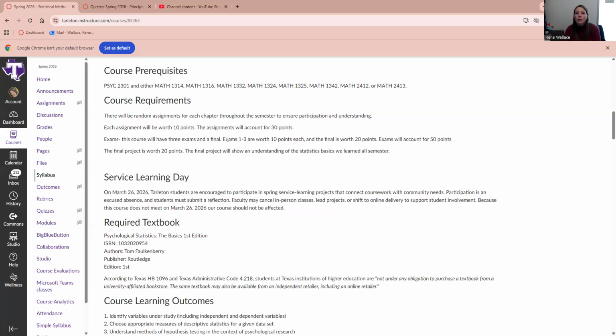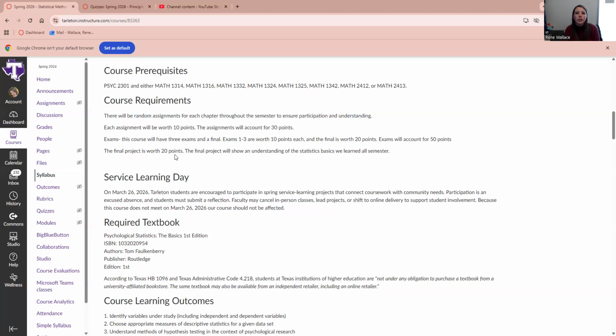And then we have our three exams and the final. Exam one, exam two, and exam three are worth 10 points each, so 10% of your grade, because this is a 100-point class. And then the final's worth 20 points, or 20% of your grade. So exams count for 50% of your grade.